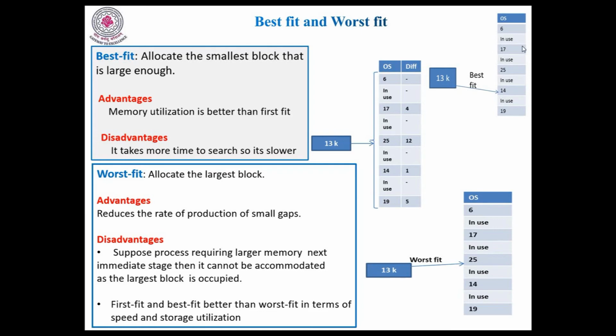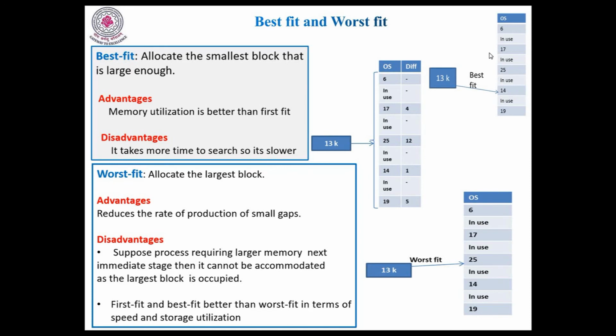So as per the first fit, this is the partition. But as per the best fit, this is the partition it is finding. So when it finds this partition, internal fragmentation is 1K, and with the first fit algorithm, internal fragmentation is 4K. So with the help of the best fit algorithm, we are minimizing internal fragmentation compared to the first fit algorithm. What are the advantages of best fit? Memory utilization is better than the first fit.